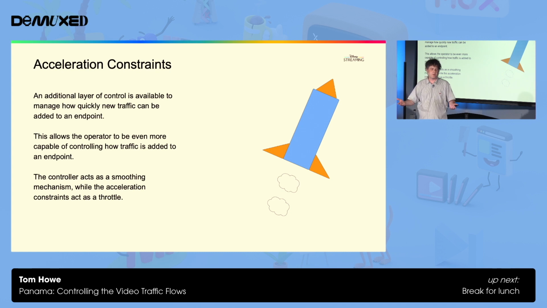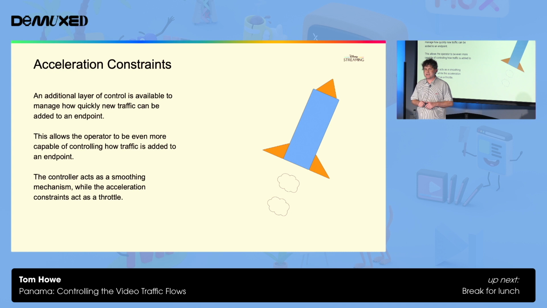So it'll be in the form of something like 50 gigabits per second per minute. Okay, that's how much traffic we can add. So that will force, even if we want to go really, really far and really shoot up to the top, a more measured approach and protect both the CDN and the edge from getting saturated too quickly. This actually happens before the controller is applied. So basically we use this acceleration constraint to restrict what the ideal distribution would look like.